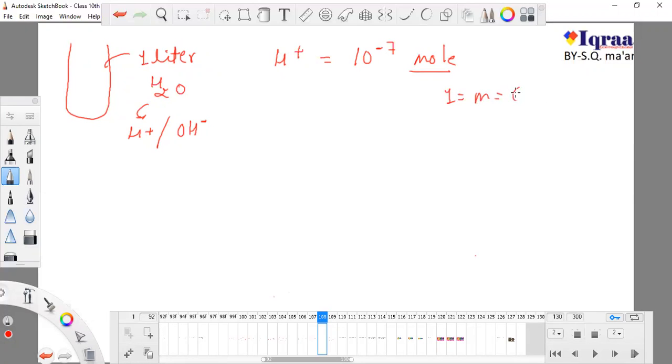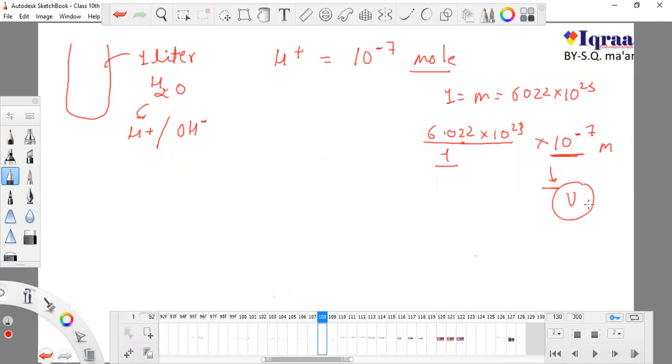1 mole is equal to 6.022 into 10 to the power 23. So if 1 mole is 6.022 into 10 to the power 23, I want to identify the number of digits for 10 to the power minus 7 mole. It is not so important what that number will be. If I calculate this, this entire test tube is containing 10 to the power minus 7 moles of hydrogen ions, or we can say x atoms of H plus ions.